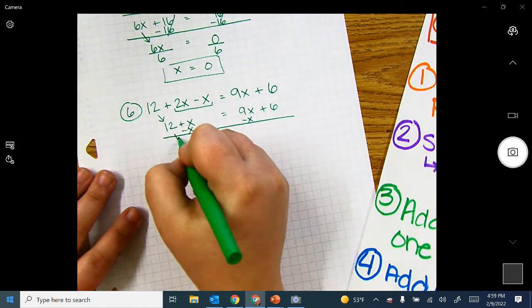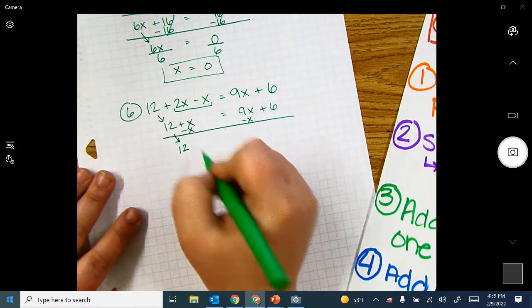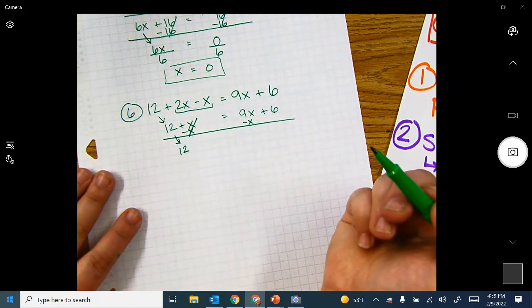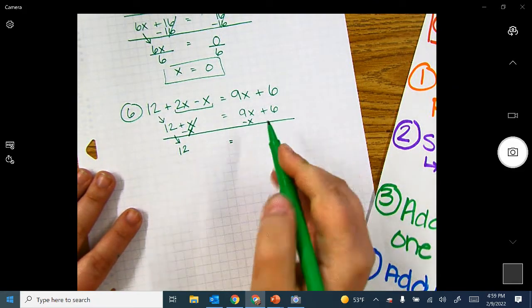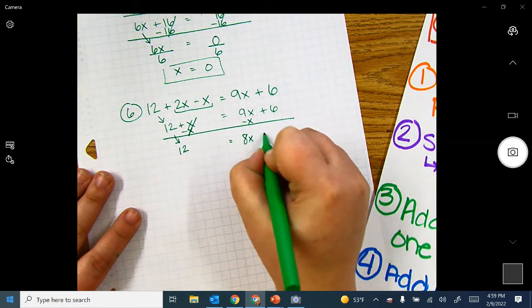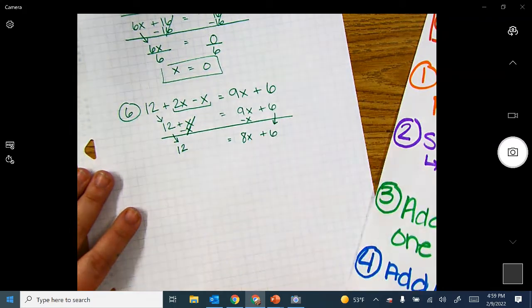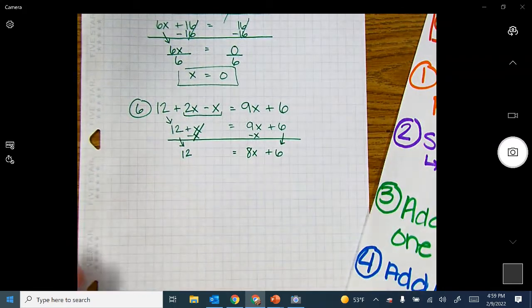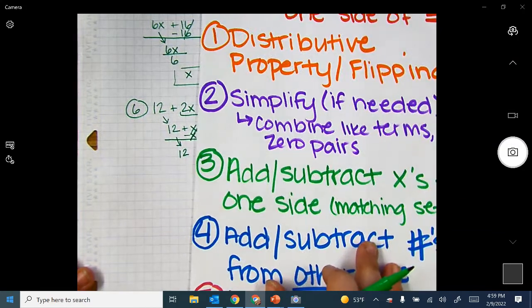All right, I'm not doing anything with the 12 yet. X, take away an x means that those are gone. Over here, I had 9 x's and I took one away. So now I just have 8 x's. And I haven't changed the plus 6, so that stays the same. All right, that is step 3.